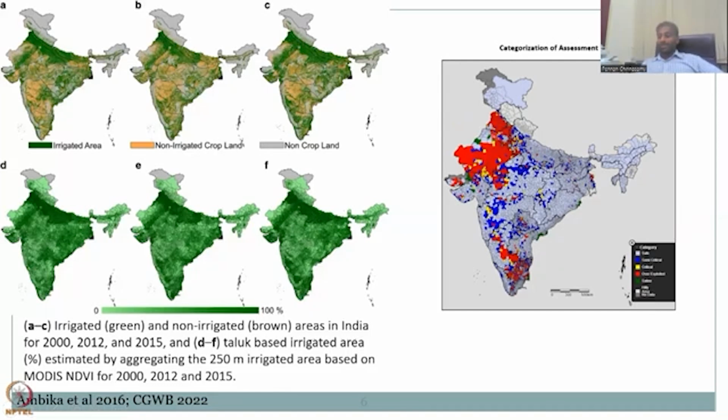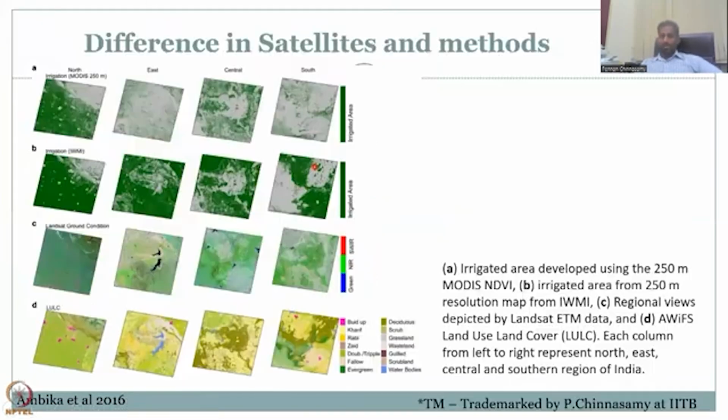So groundwater has a definite relationship to the irrigated and non-irrigated status, and remote sensing is the only tool that could capture, at India, pan-India scale, the changes in vegetation due to access to irrigation.